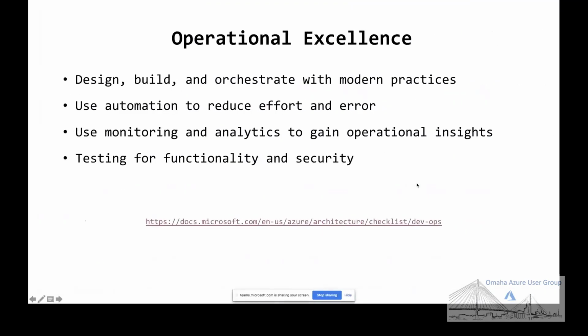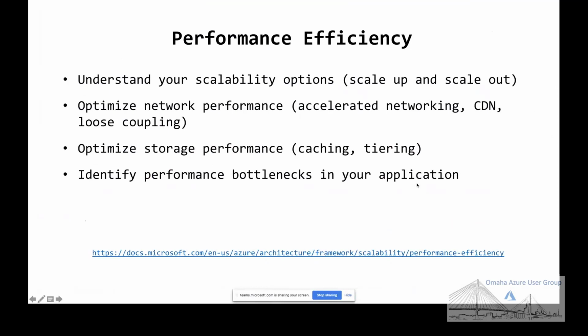So operational excellence, see how much we can automate. And then we get into performance efficiency, right? Again, knowing your options, like scale up versus scale out, and when and how those work depending on the service that you're working with. For example, if I'm doing virtual machines, well, if I want to scale up a virtual machine, what does that mean? It means I'm making a VM bigger than it used to be.